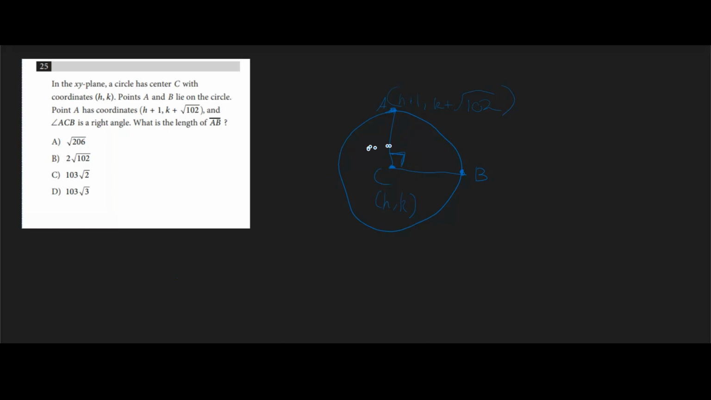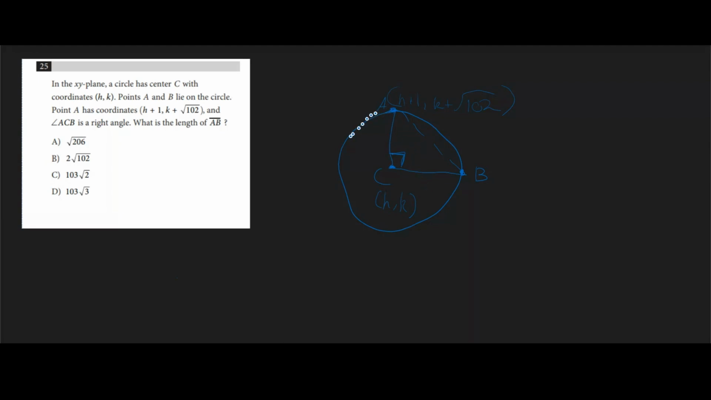Now, what are they asking us? They're asking us to find the length of AB. That means they're asking us to calculate the distance between A and B, or the length of the line that connects the two. Let's first analyze what we can glean from the diagram. Right off the bat, it looks like a right triangle, so that's something we can use later on.